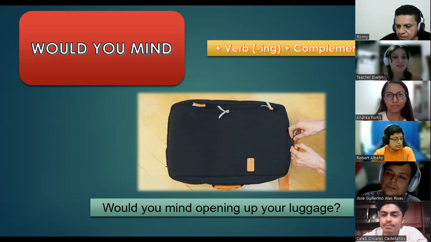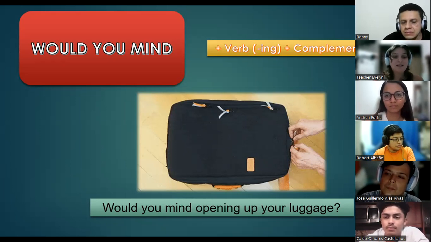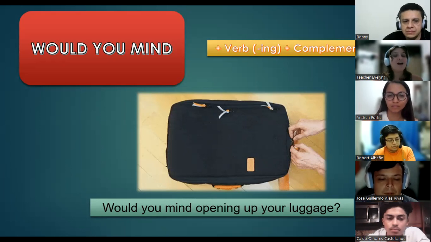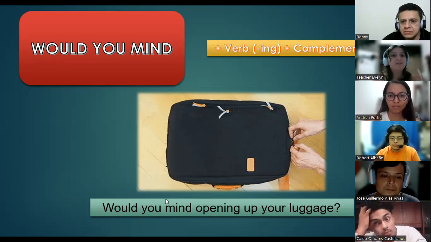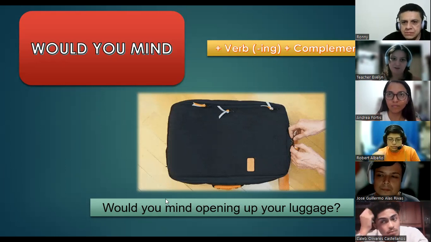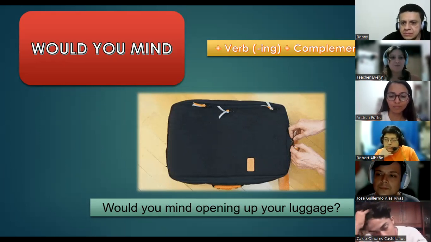So you see, we have would you mind, and after that we have a verb. But which is the difference? This verb, it is not in its base form. It is in gerund. So it is in ing form, right? And we have the complement. We can have any complement. And we have, of course, our question mark because it is a question, right? So we have an example.